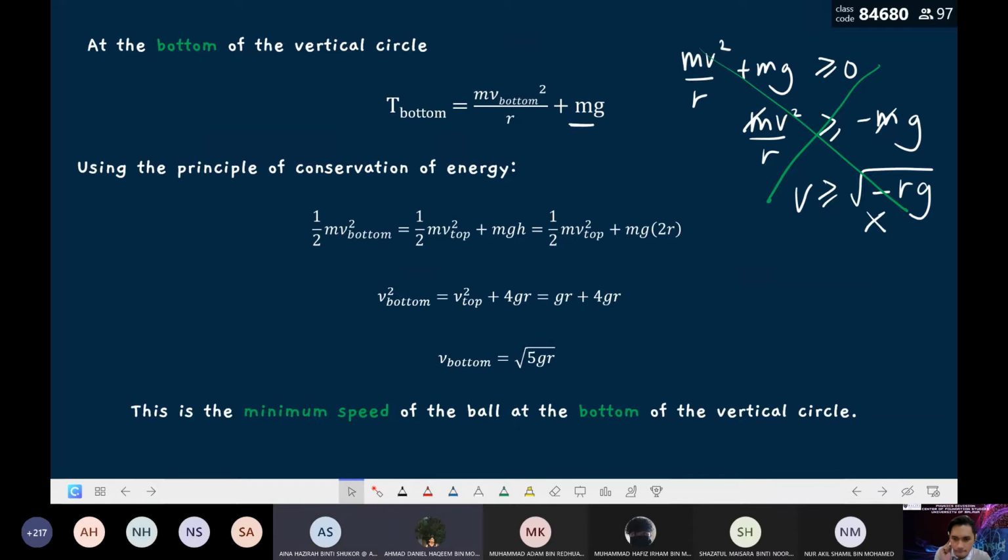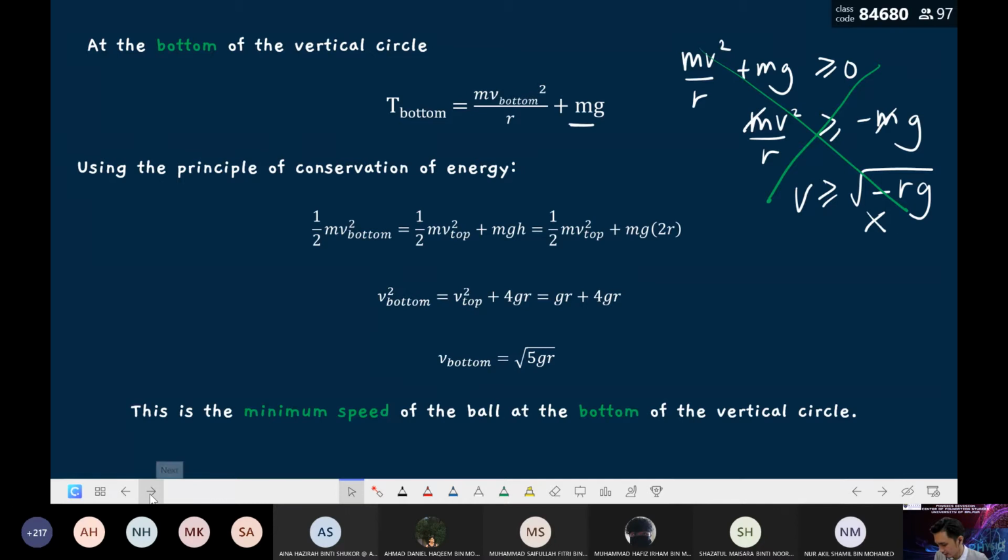Energy cannot be destroyed nor created, but can change shape. Yep, it can transform to another form, but the value or the magnitude of the energy is the same. Okay, cannot be destroyed nor created.